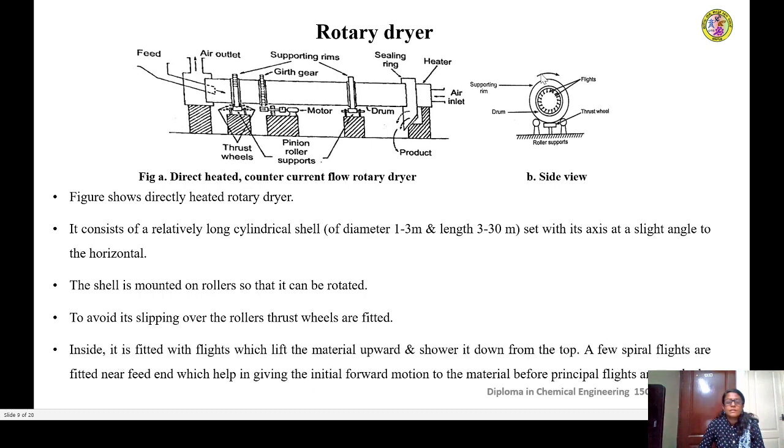Inside it is fitted with flights which lift the material upward and shower it down from the top. A few spiral flights are fitted near the feed end, which help in giving the initial forward motion to the material before the principal flights are reached. So, just at the feed end, we can see some of the spiral flights that will help the material to advance in the forward direction before the material reaches the principal flights as shown here.